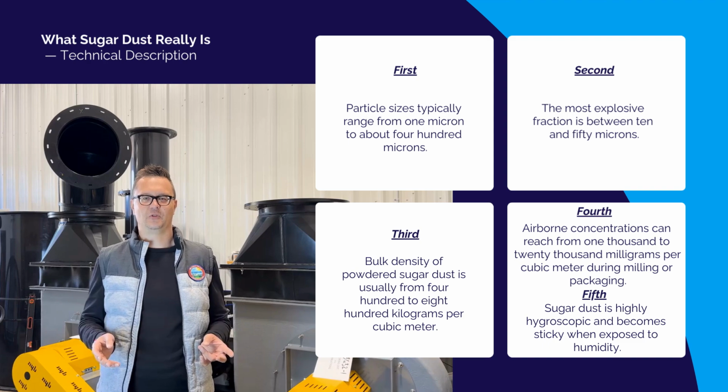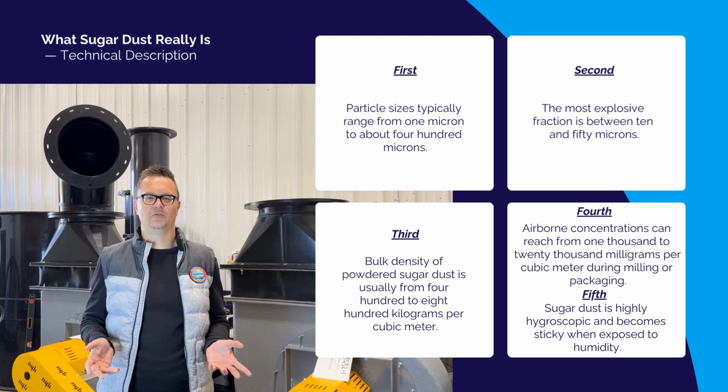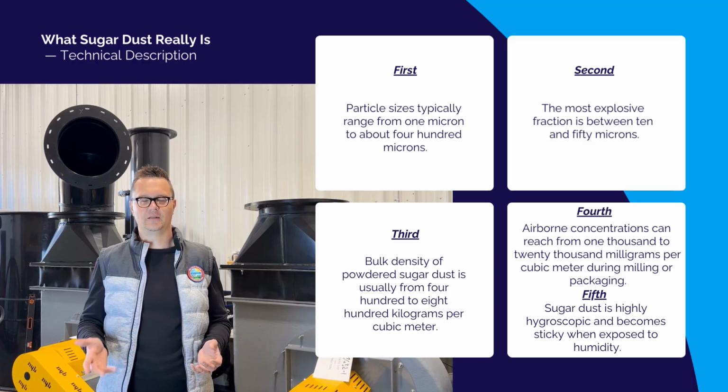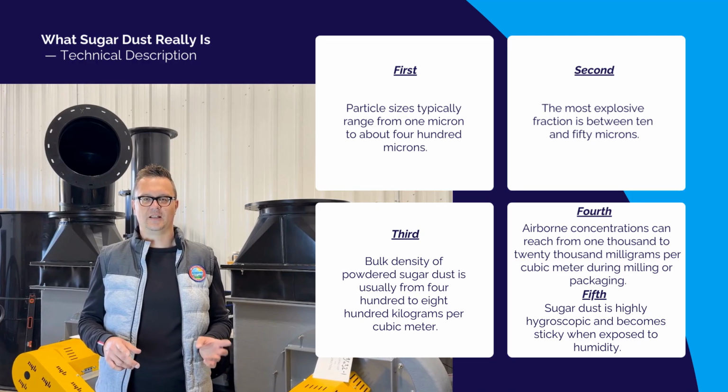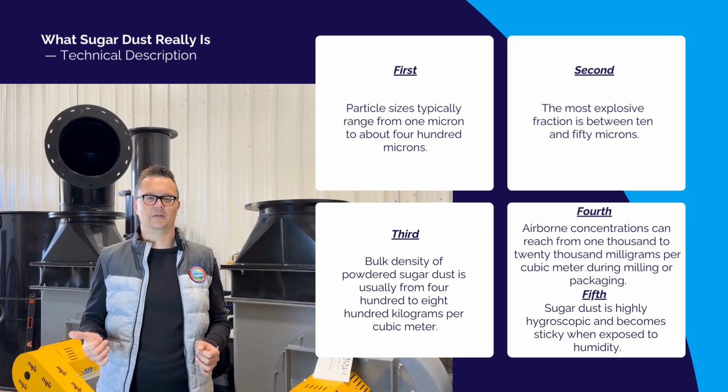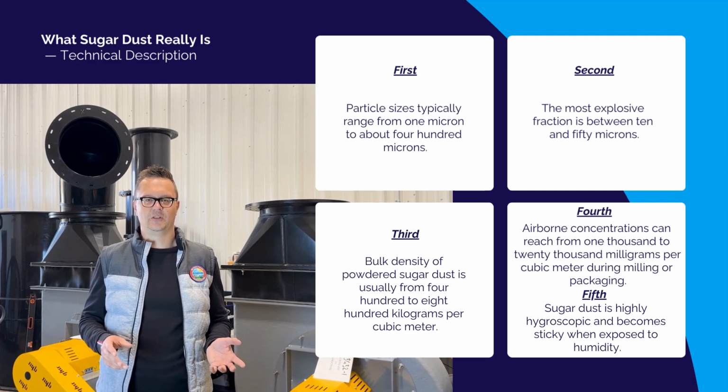What sugar dust really is. Technical description. Sugar dust is composed of extremely fine sucrose crystals generated during crushing, grinding, sifting, drying, and conveying of sugar. Its technical characteristics include: first, particle sizes typically range from 1 micron to about 400 microns. Second, the most explosive fraction is between 10 and 50 microns. Third, bulk density of powdered sugar dust is usually from 400 to 800 kilograms per cubic meter.